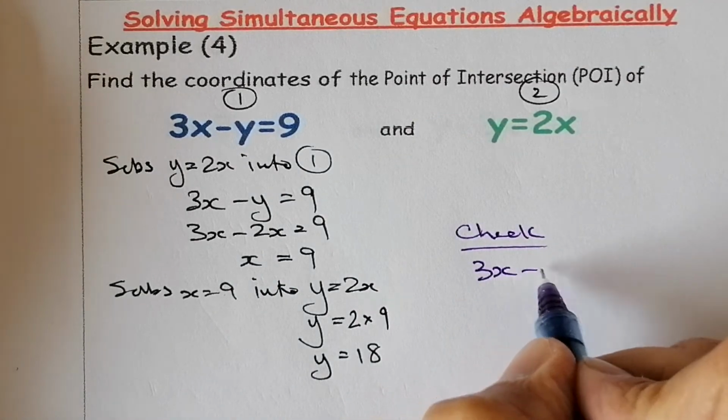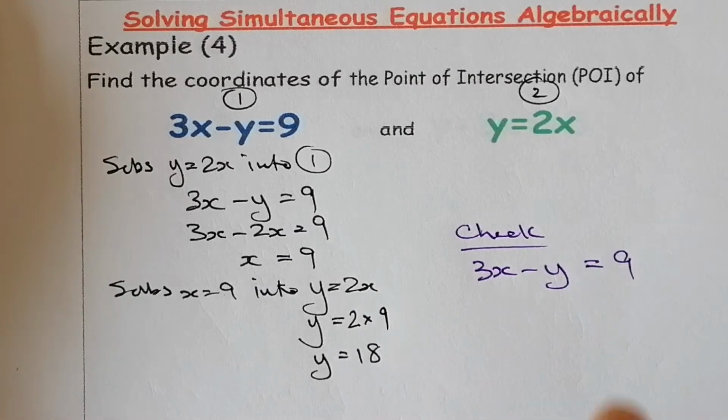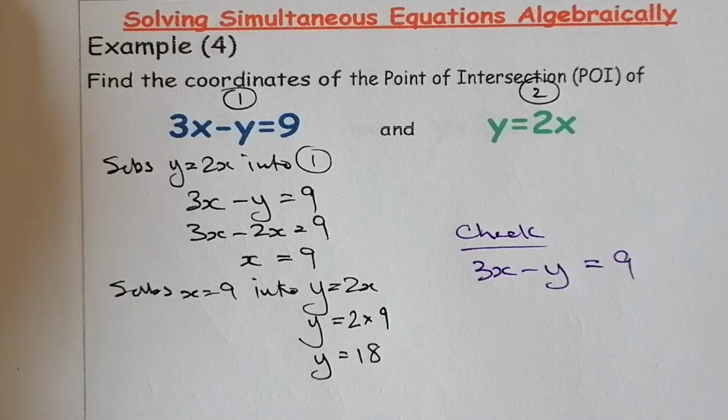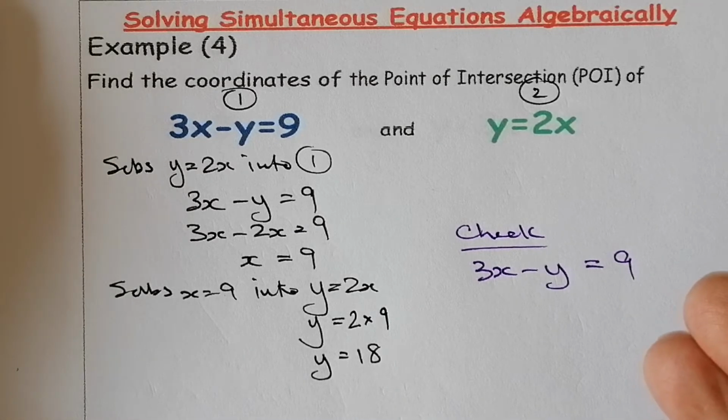So I've got 3x minus y equals 9. Not getting any marks for this. It's just that as soon as you've done the question, if you do this check, then you know you've got the question right, and you can always repair it if you've made a mistake, if they don't balance.